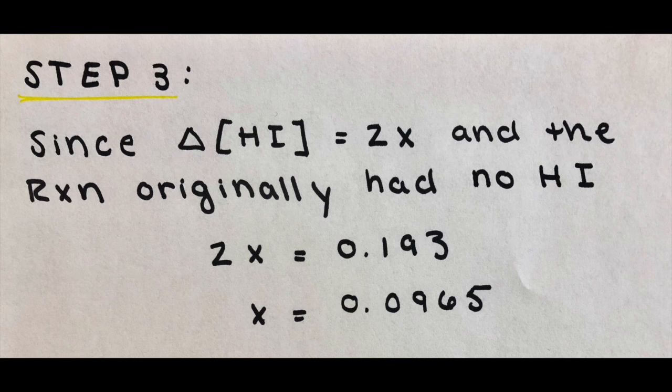Step 3 is a different way to find X than we learned in class. Since the change in HI is 2x, and the reaction originally had no HI, you can set 2x to equal 0.193, the given equilibrium concentration of HI.